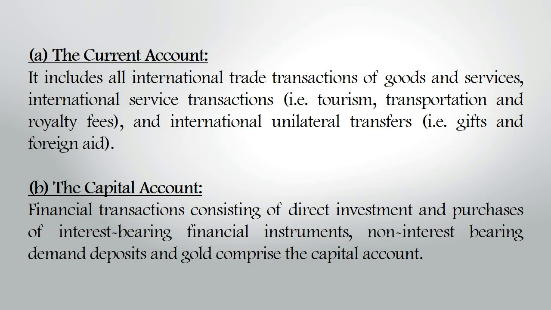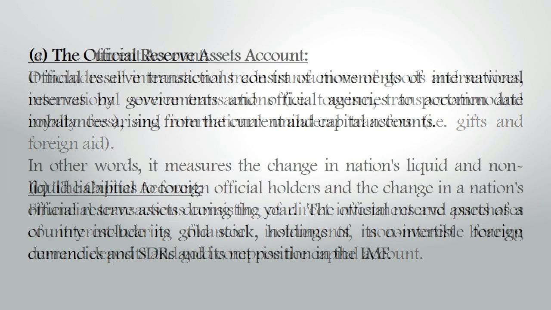A. The current account. It includes all international trade transactions of goods and services, international service transactions, i.e. tourism, transportation, and royalty fees, and international unilateral transfers, i.e. gifts and foreign aid. B. The capital account. Financial transactions consisting of direct investment and purchases of interest-bearing financial instruments, non-interest-bearing demand deposits and gold comprise the capital account.